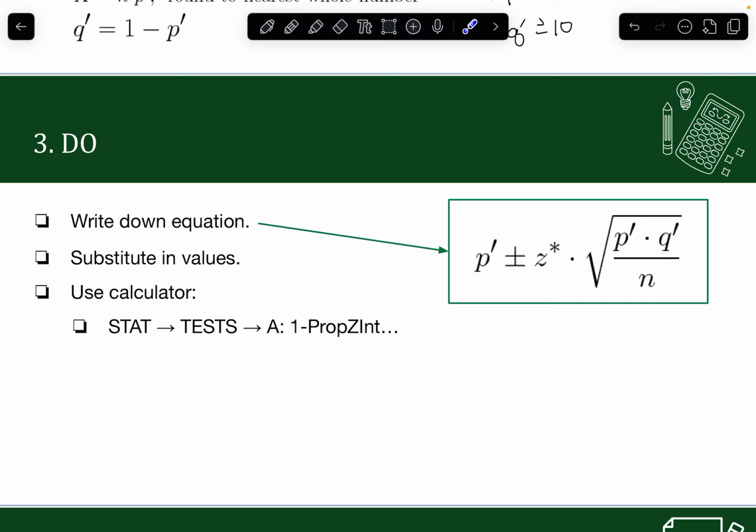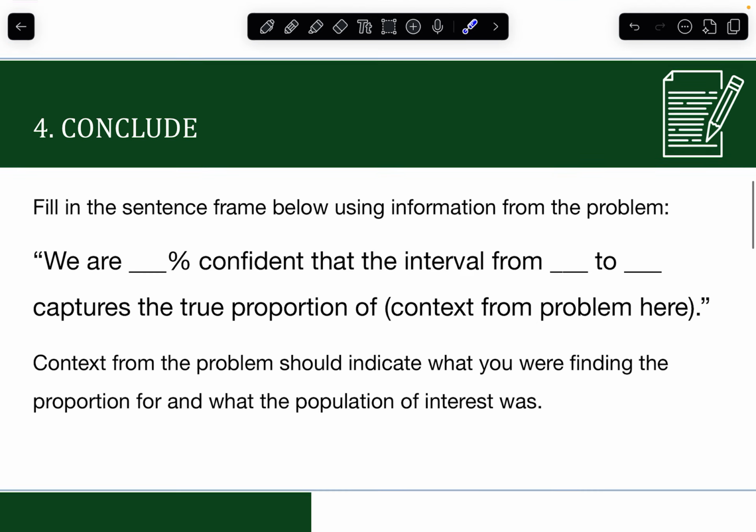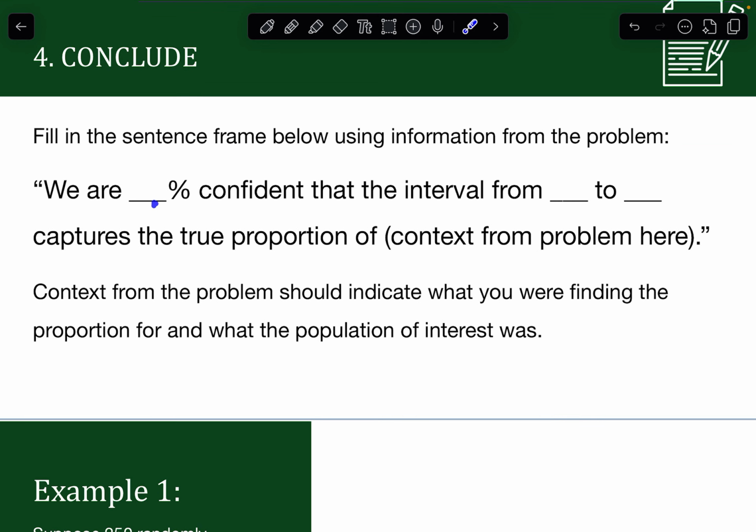When we do our conclusion, the conclusions for proportions are almost identical to the conclusions for means. We are blank % confident that the interval from blank to blank captures the true proportion of, and then we write the context of what proportion we were estimating with the interval.